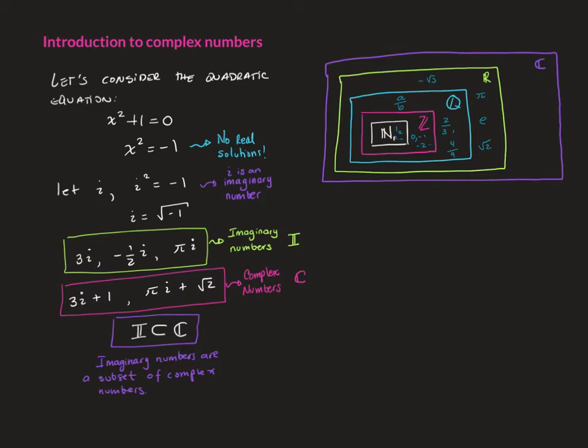Now, we have just defined the number i, which introduced a whole new set of imaginary and complex numbers. When we put all the real numbers together with these new numbers, so if we put numbers like 3i or like pi i or like root 2 i, and also numbers like 3i minus 1 and 6i plus 1/2, then we are getting a whole new set of numbers that is called the complex set of numbers.